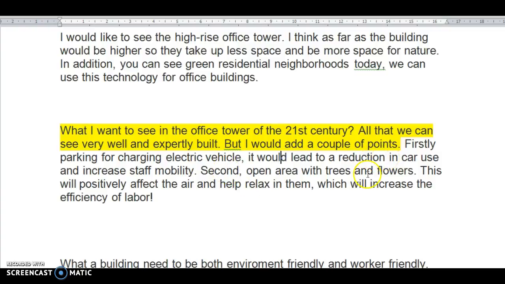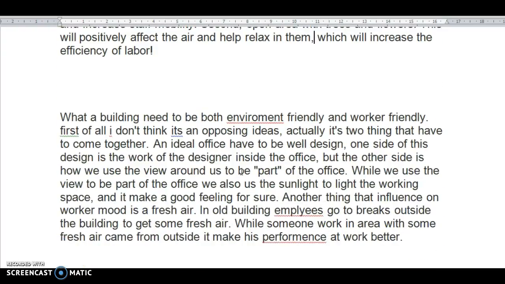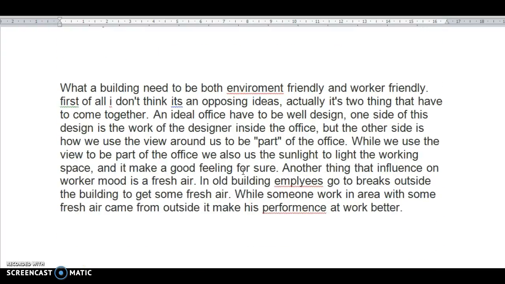Second, open area with trees and flowers. This will positively affect the air and help relax them. Well, who's them? Which will increase the efficiency of labor. So yes, we've got two really good ideas, but we've got a problem here. What's the main idea of this paragraph, and how are these ideas connected? Let's take a look at another one.